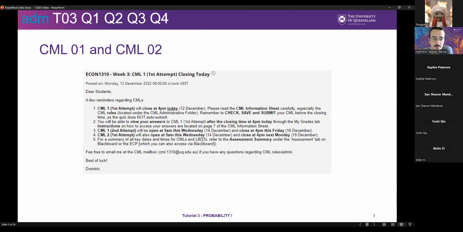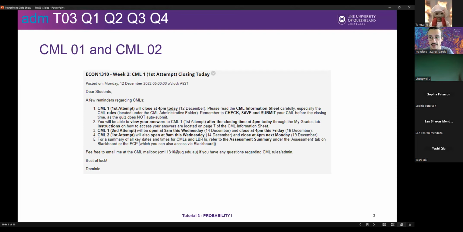At the same time, CML2, which is based on lectures 3 and 4, will start. It will start at the same time, 9 a.m. Wednesday, and you can start trying it after this tutorial, definitely. You can start trying it tomorrow, and the tutorial covering lecture 4 would be on Thursday, and then you're ready to do these ones.